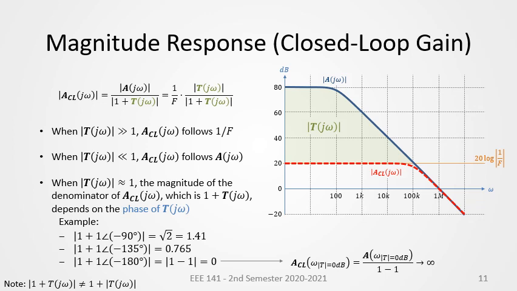Now, to highlight, the first two bullets give us an easy way to sketch the closed loop magnitude response, at least at the two extremes. If A of j omega, the blue line, is much greater than the 1 over f line, then we just need to copy the 1 over f line. However, if A of j omega, the blue line, is much less than the 1 over f line, the orange line, then we just copy the blue line, which is A of j omega.